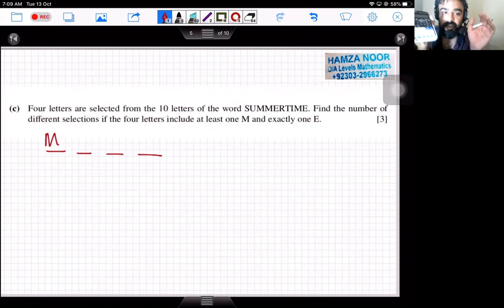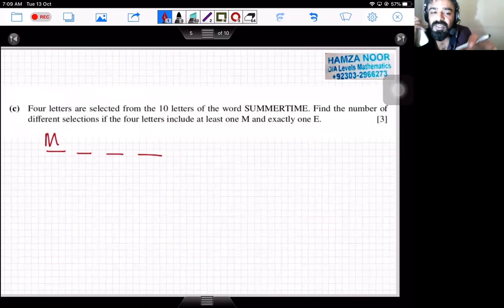So I'm first considering the group in which I'll be having 1 M only, because at least means you have at least one, and at most you have 3. So first I'm considering the group in which I'm having 1 M. My total number of letters are how many? 10. And in this possible condition, I'm considering one letter M and then exactly one E. In all of the 3 possibilities, I need exactly one E, not more than one and not less than one.